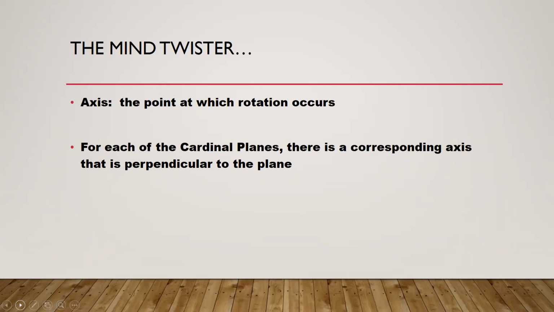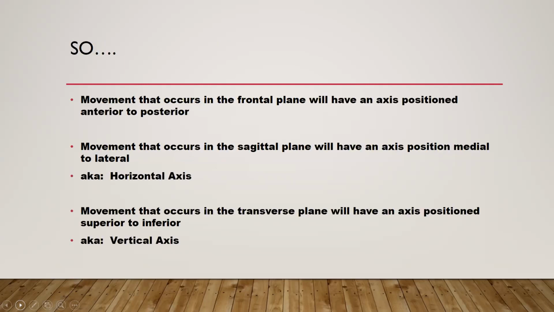Axis. This is a point around which rotation occurs. Think about a globe. You have an axis, a shaft that is driving straight through the globe, and then the rotation occurs around this axis. For each of the cardinal planes, there's a corresponding axis that is perpendicular to the plane. So if the plane is, say, a transverse plane, it's going left and right, guess what? Its axis will be in the perpendicular position.